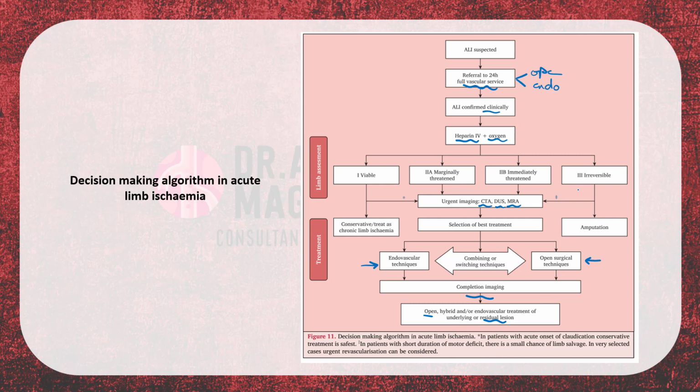In this algorithm, we need to look at class 3, irreversible acute limb ischemia. In patients with a short duration of motor deficit, there is a small chance of limb salvage. In very selected cases, urgent revascularization can be considered, and this, as we know, is one of the many drawbacks in the Rutherford classification of acute limb ischemia that needs improvement in the future.